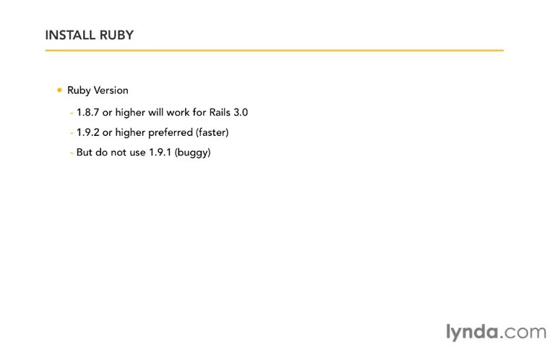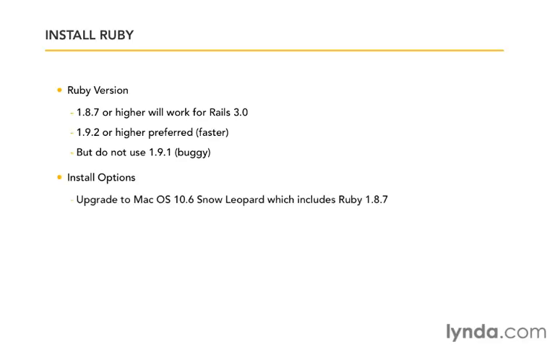The most important thing, though, is that we have 1.8.7 or later. Now, we'll check which one you have installed in just a moment. But if you need to install it, there are a couple of options. The first is that you can install macOS 10.6 Snow Leopard because it includes Ruby 1.8.7. So if you've got a very recent Mac and you bought it, came pre-installed with 10.6, then you're fine. You should have Ruby 1.8.7 already installed.